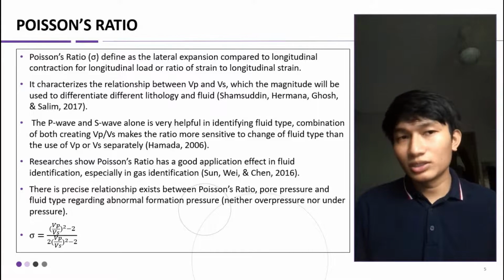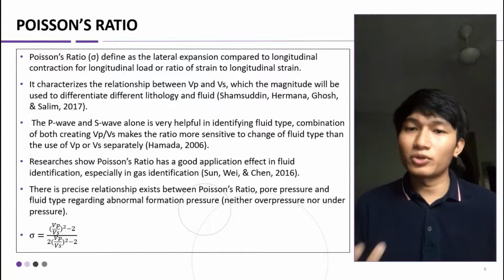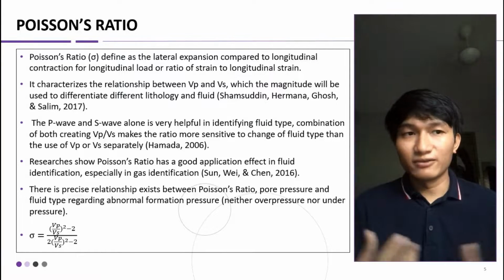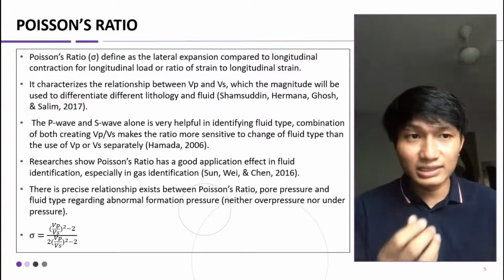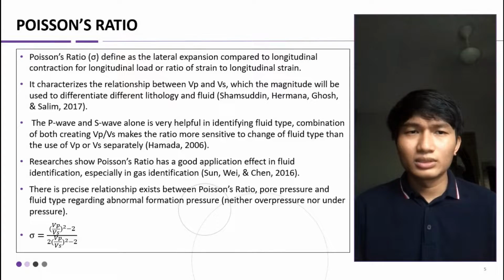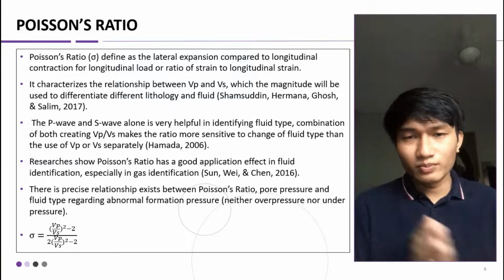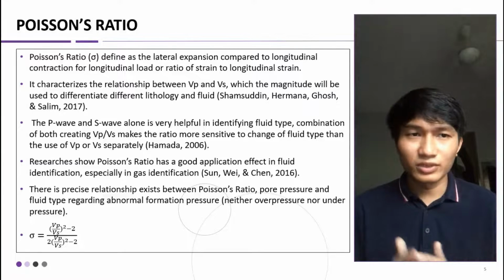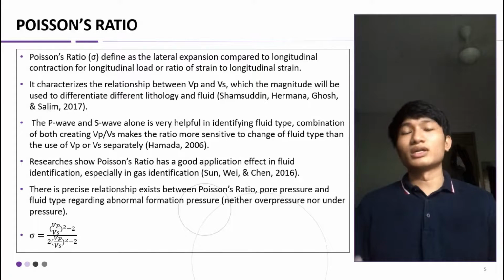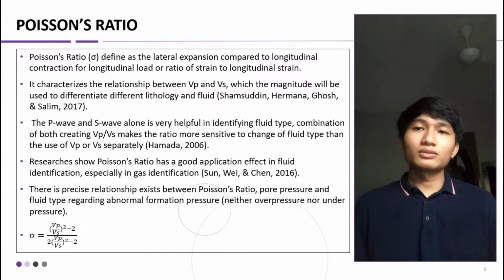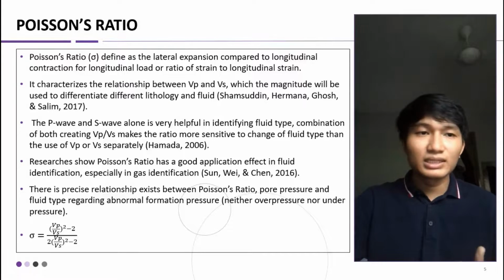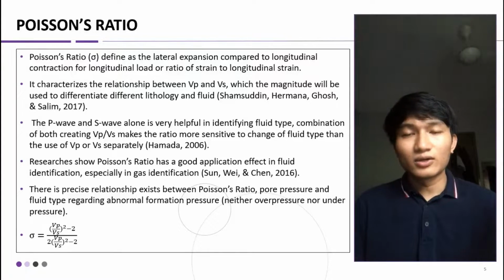Past research has shown that Poisson's ratio has a very good application effect in fluid identification, especially in gas sand. And there is a precise relationship between Poisson's ratio, pore pressure, and fluid type regarding abnormal formation pressure, whether overpressure or underpressure. So from the derivation of velocity, this is the formula of Poisson's ratio.